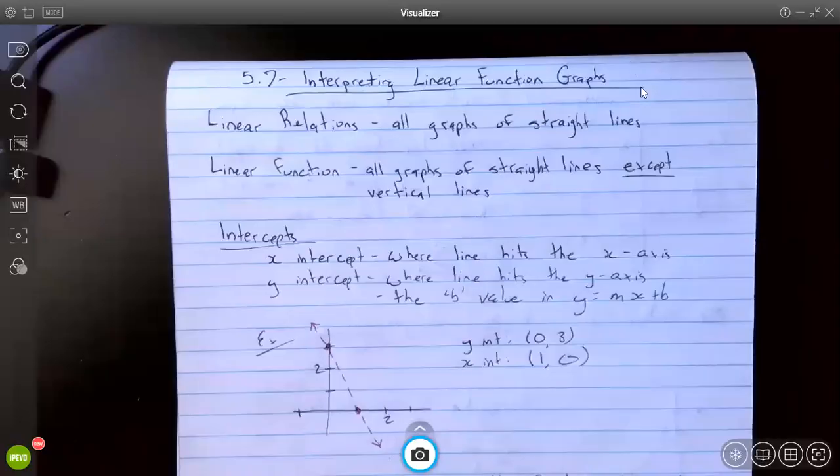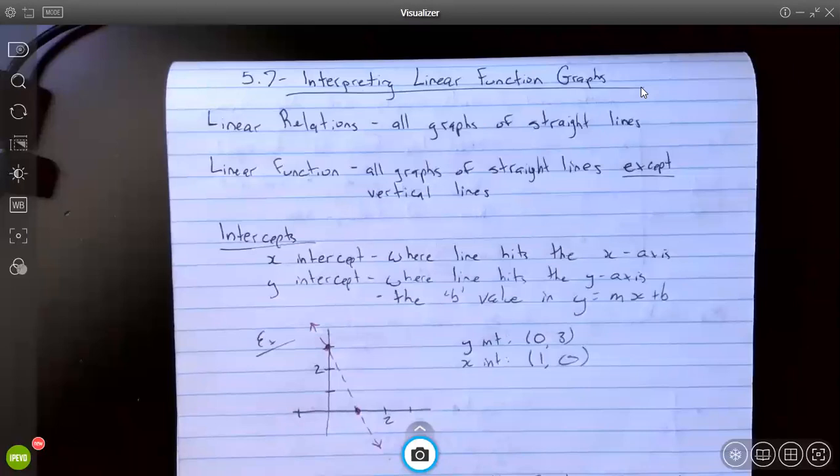Okay, so we're going to start with just some definitions. A linear relation, as we talked about already, is any graph that is a straight line. So all graphs of straight lines are linear relations. A linear function is all graphs of straight lines except for vertical lines. That's because a vertical line does not pass the vertical line test that we use to determine if something's a function or not. A vertical line would have multiple points on it in the vertical line test.